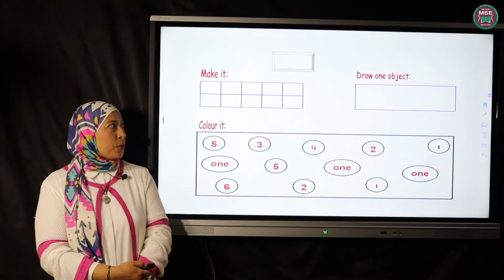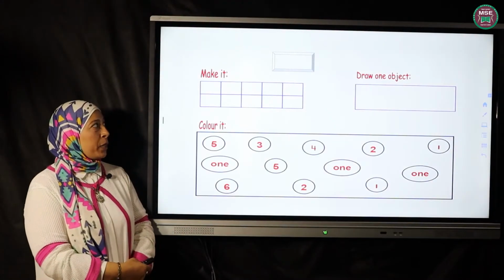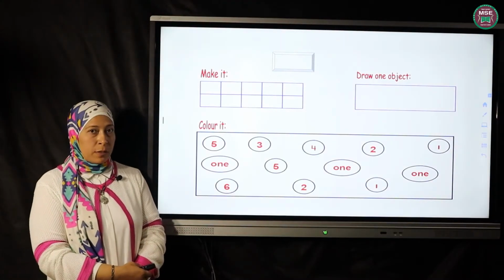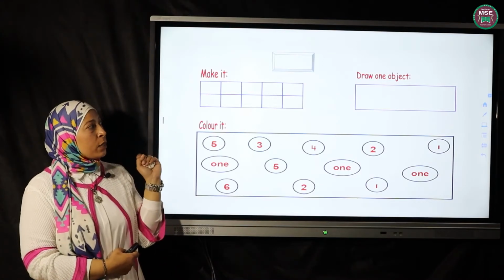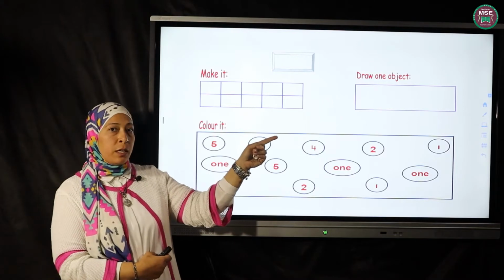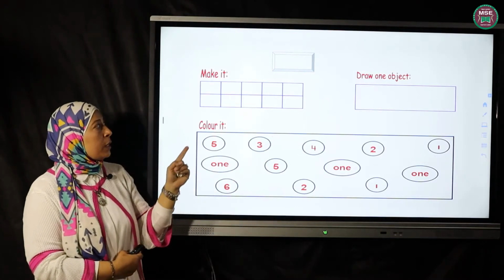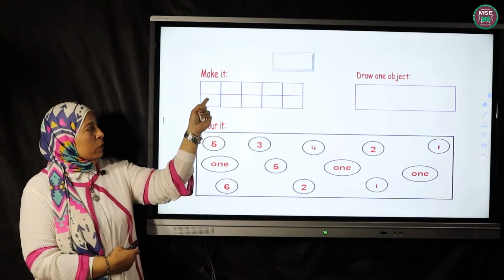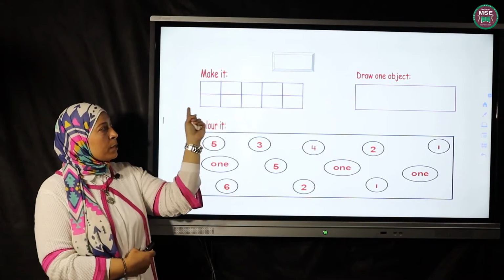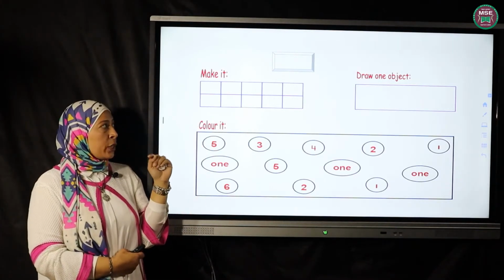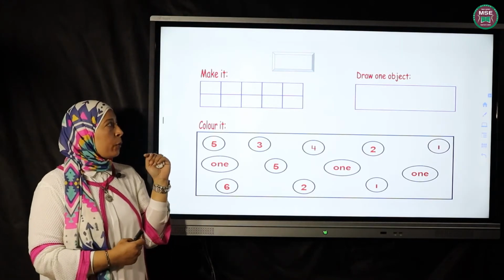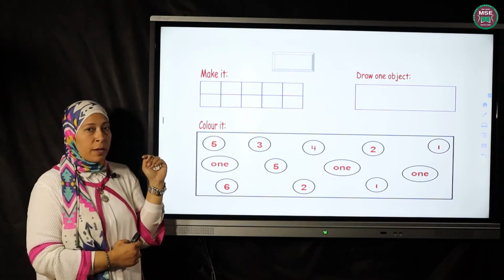The next page, in this page, we're going to be showing number 1 in many different ways. Okay, we can show it using the 10 frame, or we can show it by drawing only an object to show number 1. This is called the 10 frame because if you count with me, you will find 10 empty boxes. Okay, from now, every number, we're going to study it and show it on the 10 frames.